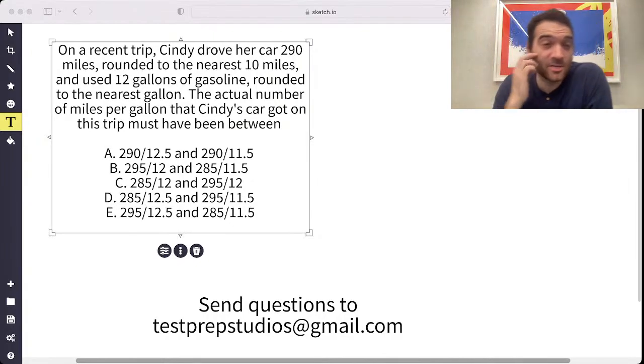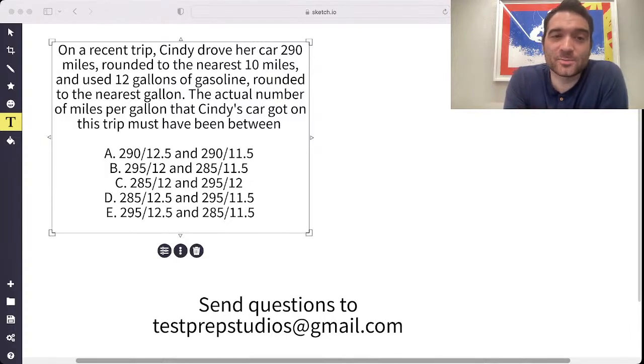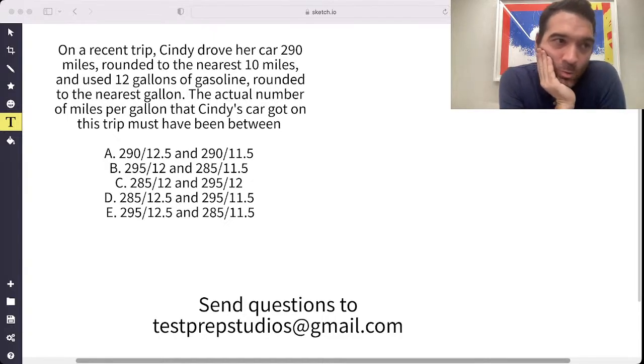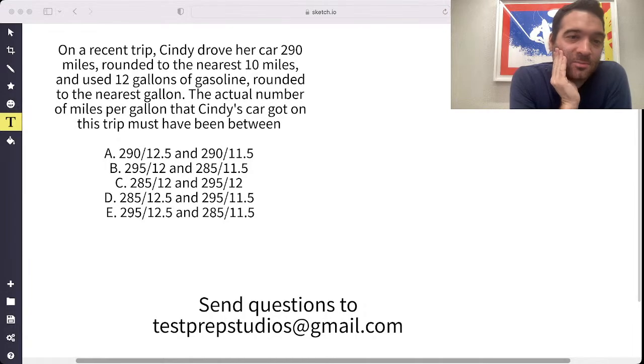On a recent trip, Cindy drove her car 290 miles, rounded to the nearest 10 miles, and used 12 gallons of gasoline, rounded to the nearest gallon. The actual number of miles per gallon that Cindy's car got on this trip must have been between what and what? So it is important to know how to round, right? And this illustrates a very important principle of the test. Sometimes what we need to do is find a range of possible values.